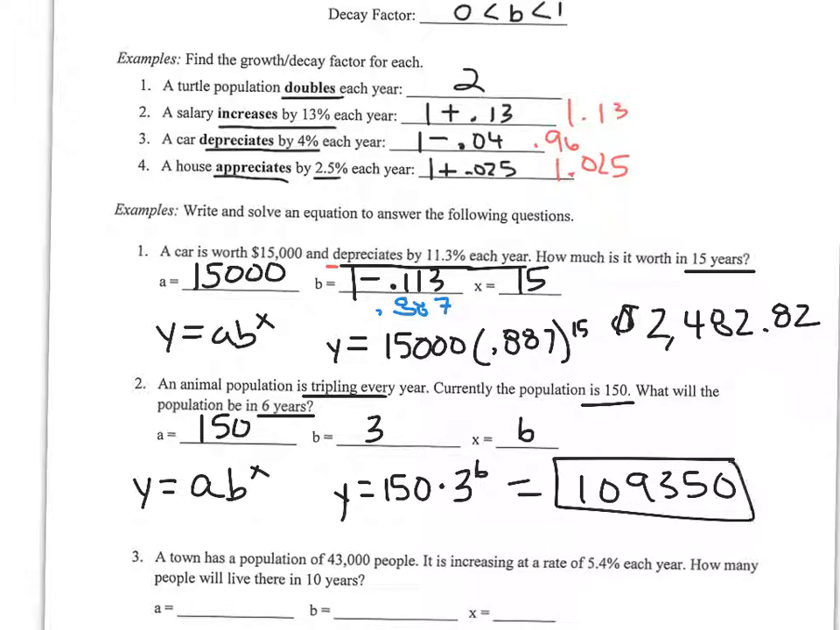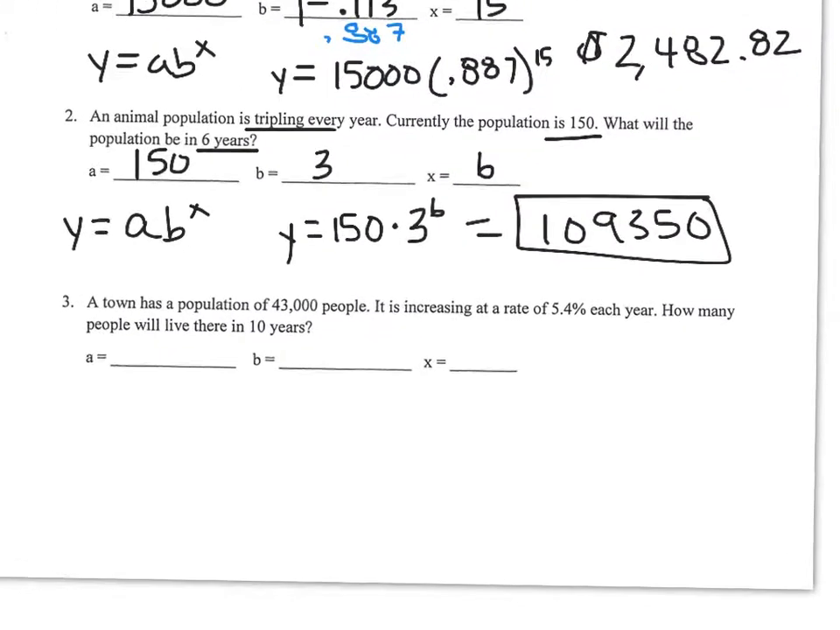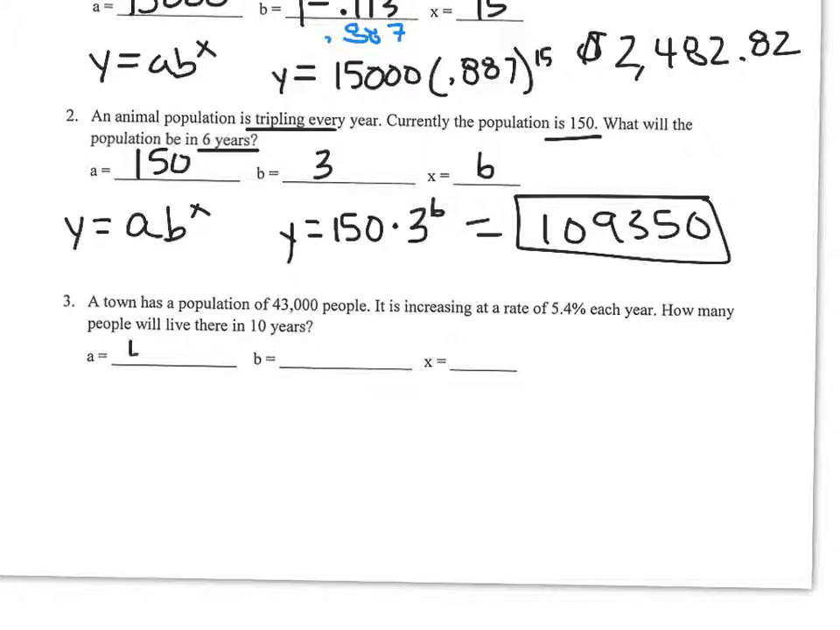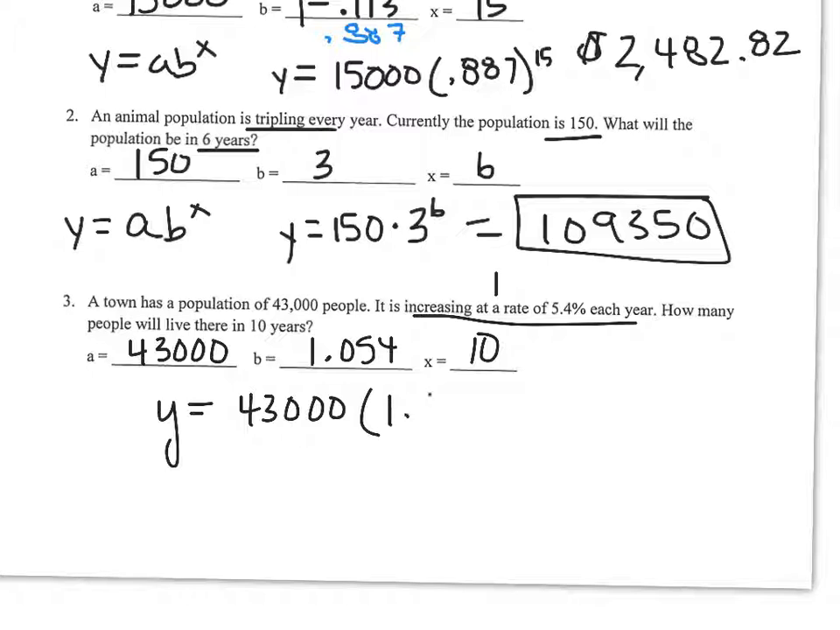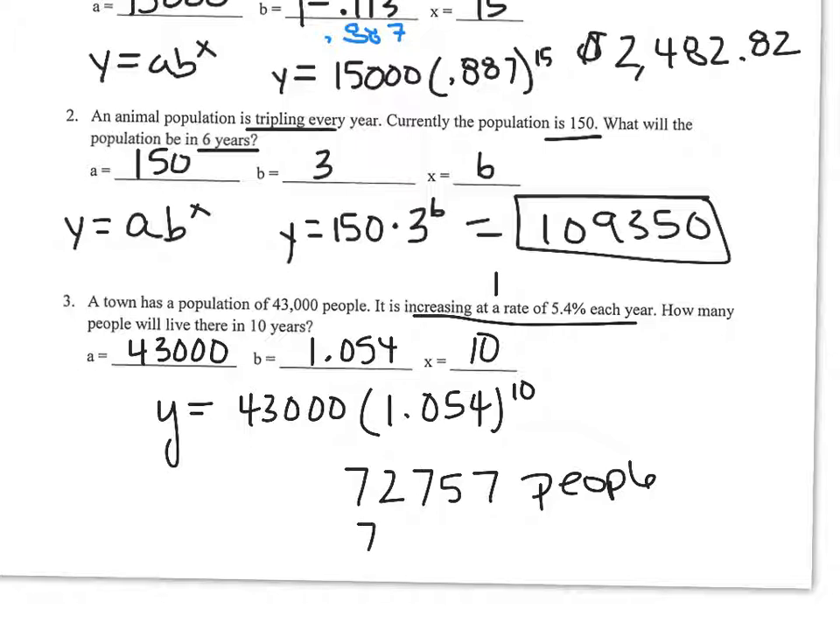And then the third one, a town has a population of 43,000 people and is increasing at a rate of 5.4%. So the growth factor is going to be 1.054. How many people will be there in 10 years? So it's y equals ab to the x, so it's 43,000 times my growth factor, which is 1.054 to the 10th power. So I get, not talking about money here, so I'm going to round to the nearest whole person. So it's 72,757 people. Or depending on how you interpret it, you could say, because the decimal was 56.96, that's not yet a person, so you could round down.